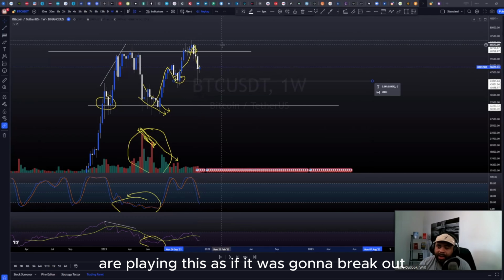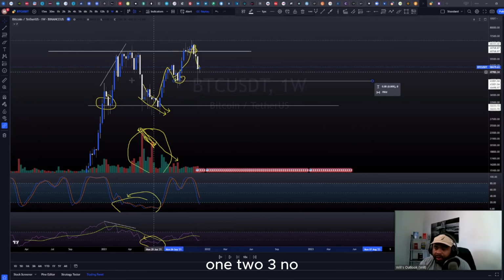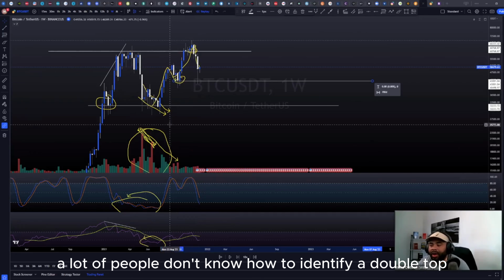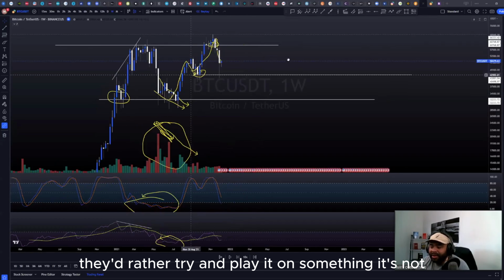A lot of people are playing this as if it was going to break out. This is going to move into a 1, 2, 3 structure. No, 1, 2, 3. It already occurred, just in a double top. A lot of people don't know how to identify a double top. They'd rather try and play it on something that's not.